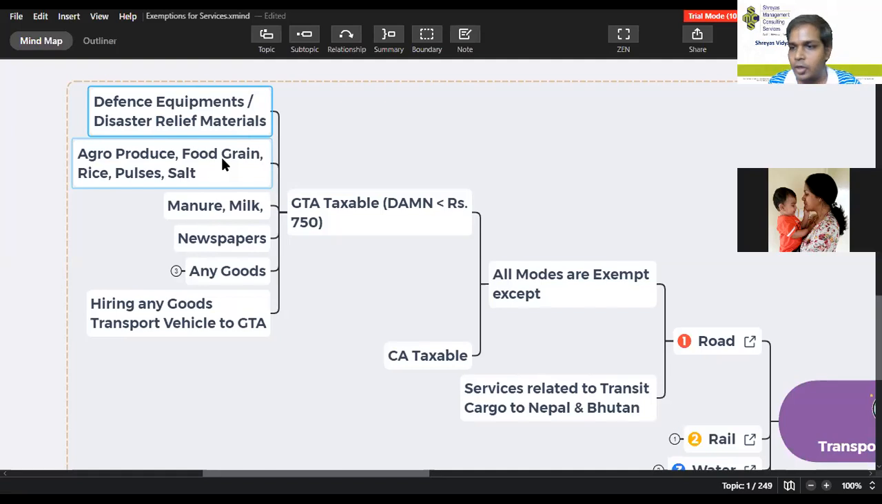Now interestingly, you can see one point here. What is agro produce? Fine. Food grain related to agro produce. Why should they say it specifically? More interesting is rice. Sir, rice is not an agro produce. What's your view on this? Is rice agro produce or not? You can put it in the chat box whether rice is an agro produce or not. Why they are saying rice specifically is a question.